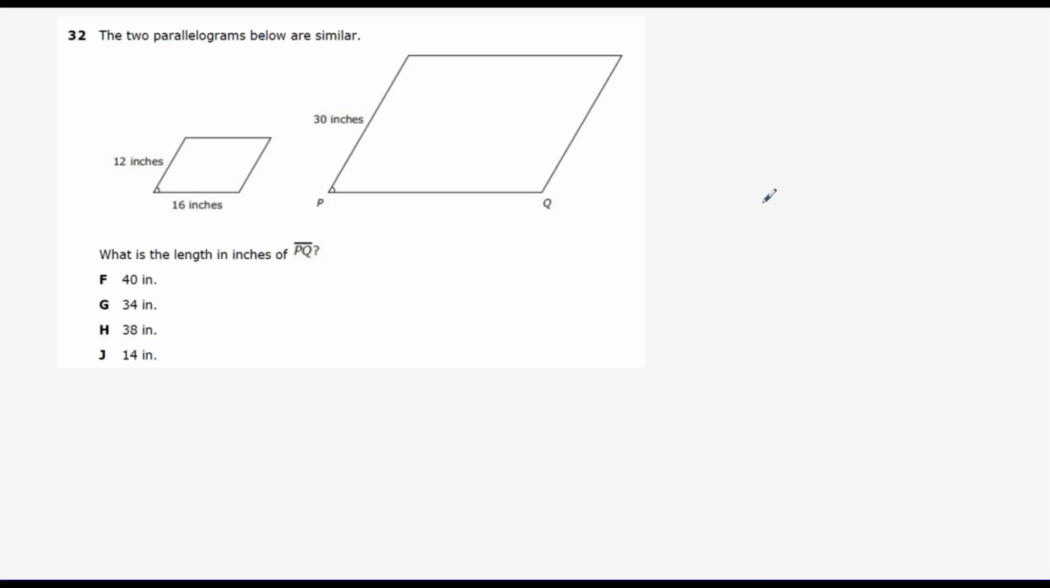Alright, 32. Two parallelograms are similar. As soon as you see similar and you see two shapes, that's a proportion problem. Okay, so we have our two shapes, so we give them names. I'm going to call this one baby because it's tiny, and I'm going to call this one mama because it's bigger than the baby. And then that's my key. So I put baby on top. Yeah, that's right, baby mama.